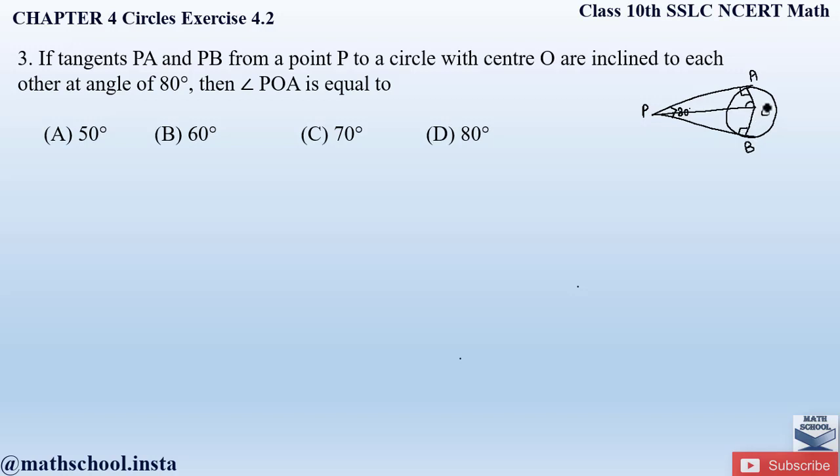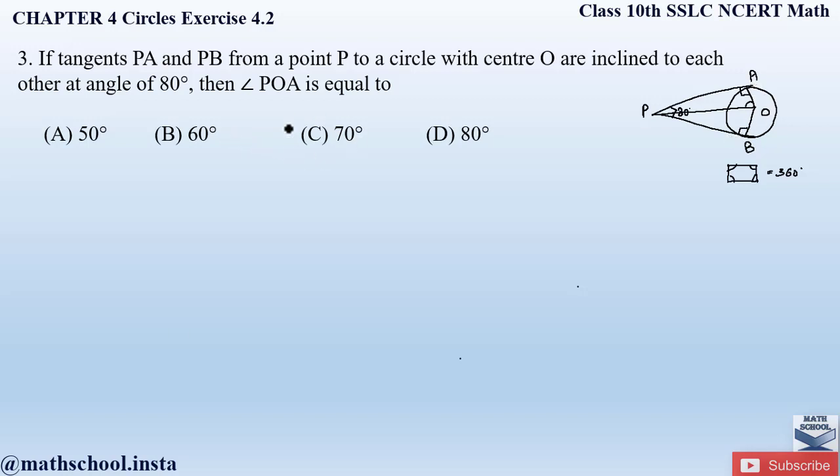So here you can observe that a quadrilateral is formed here again, like we did in the question number 1 from the same exercise, that is PAOB forms a quadrilateral. So in a quadrilateral, the sum of the four angles in a quadrilateral is equal to 360 degree, right? So we know the three angles, that is angle P is 80 degree, angle B and A are 90 degree. So we will find out this angle O or angle AOB.